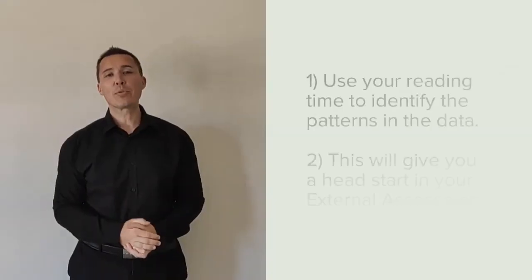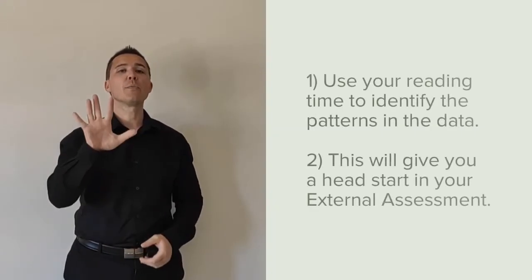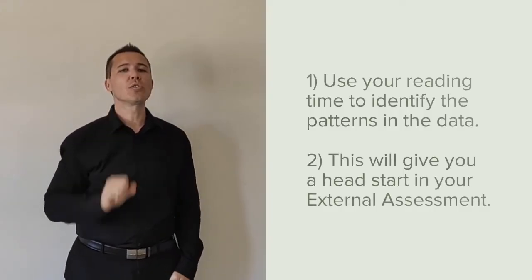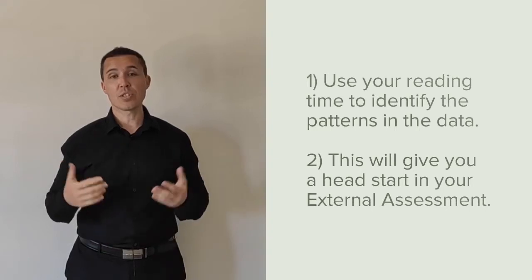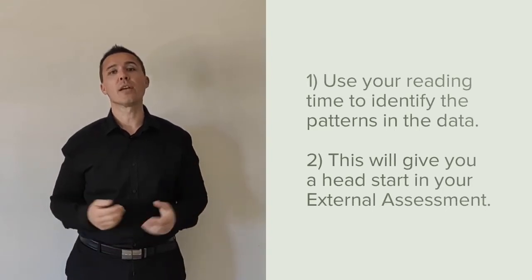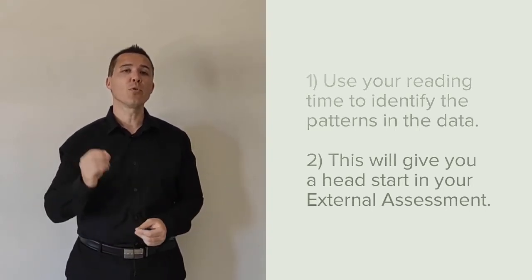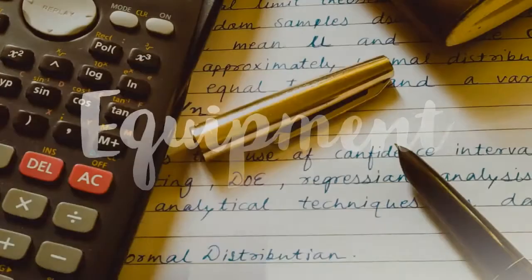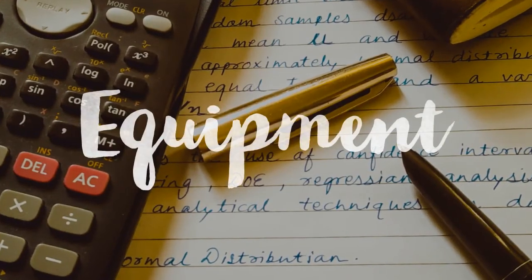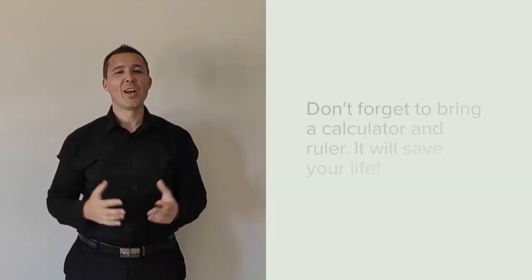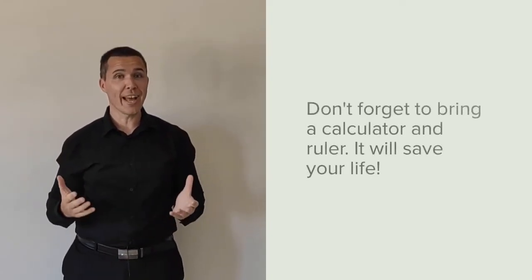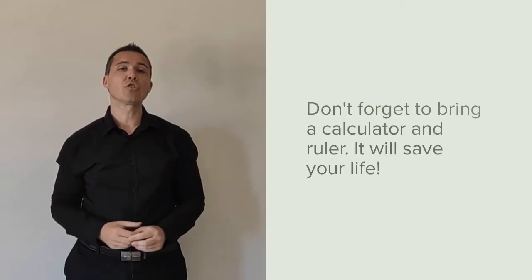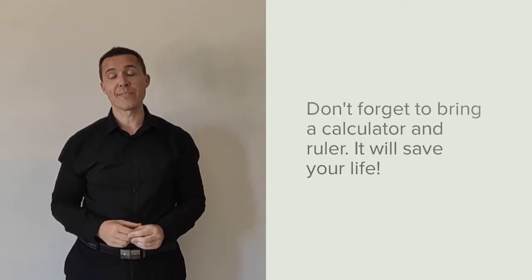At the beginning of Paper 2, you'll be given 5 minutes reading time. Use this reading time to identify any patterns within the data, as this will save you time, because now you understand the question better before you even pick up the pen. Don't forget to bring and use basic equipment such as a ruler and a calculator. It may just make the difference between a grade 7 and a grade 6.